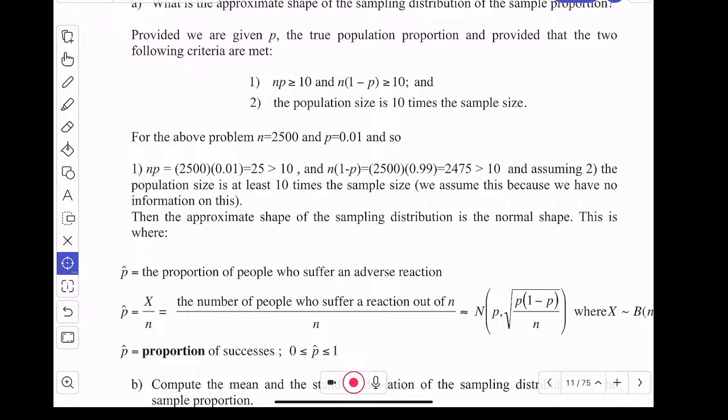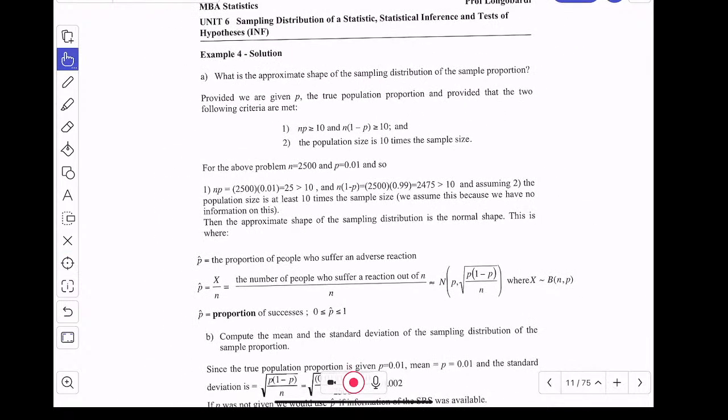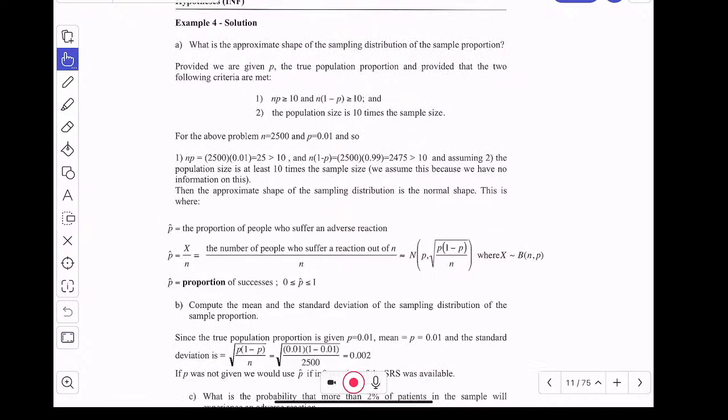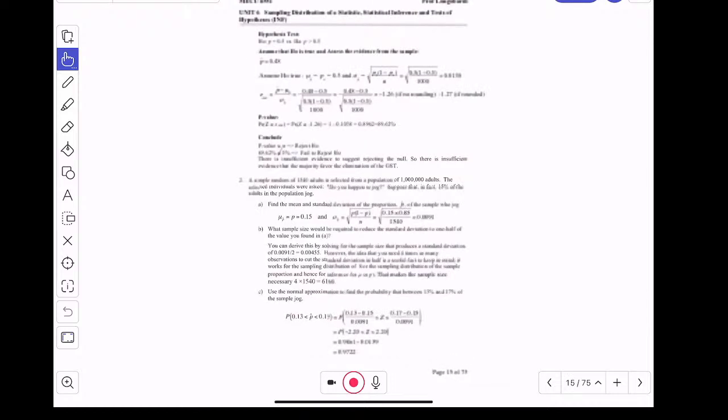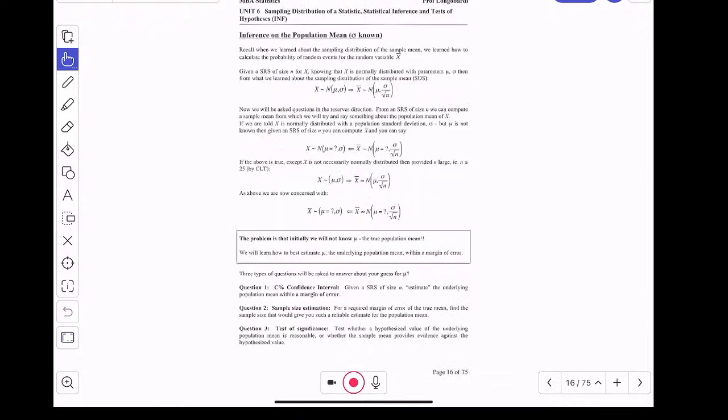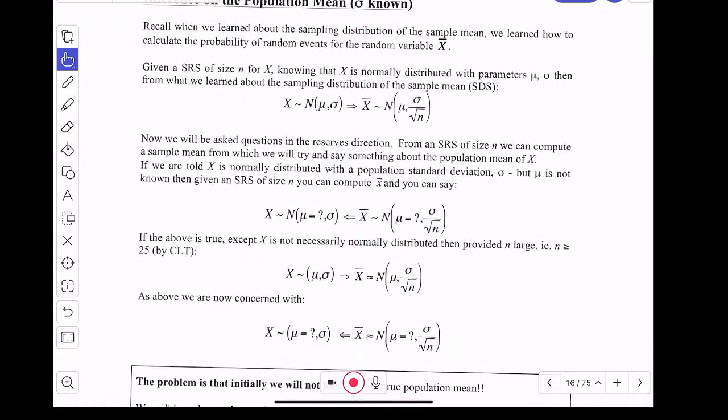So the sample size is just a fraction, a tenth or even smaller of the whole population. That makes all these results work. So I did all this. These are all the results, practice assignment questions, and that brings us here to inference on the mean.